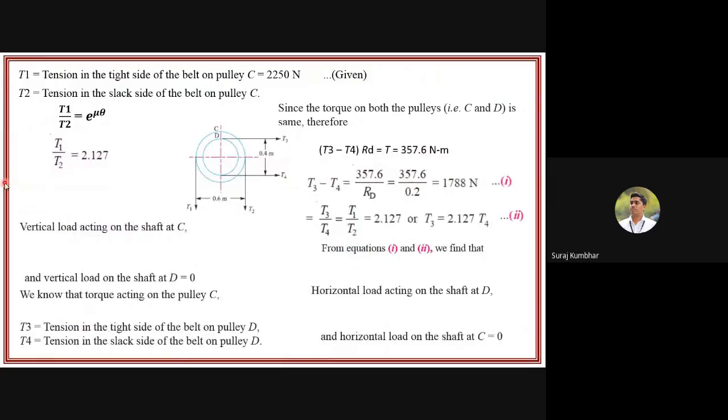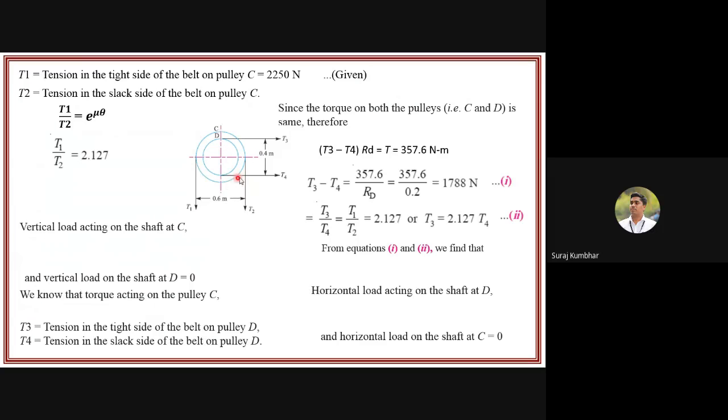Now here, what is T1? Here you can see the diagram. In that case, T1 is equal to the tension in the tight side of the belt on a pulley, and it is given as 2250 Newton. T2 is what? Tension in the slack side of the belt on pulley C.